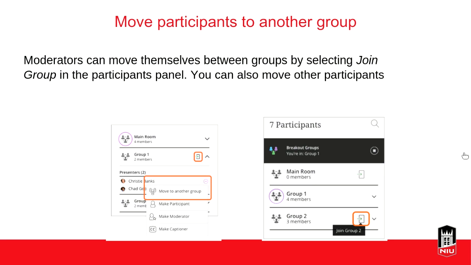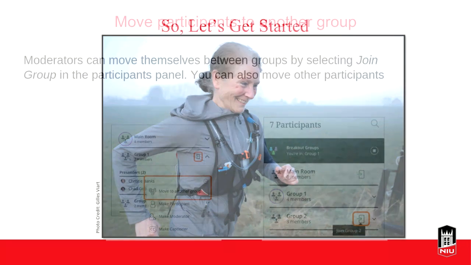All right, so now, once again, I'm going to come back to this in greater detail, but this, in a nutshell, is how you would move yourself between groups by selecting Join Group in the participant panel, and you can also move other participants from one group to another. Okay, don't worry about it not being clear. We'll be working a lot with this little circle with three dots. We're calling it a kebab, and that's where the magic happens, and you'll see what that looks like when we are in the session. All right, so let's get started.